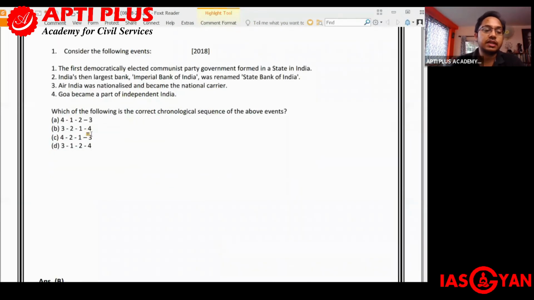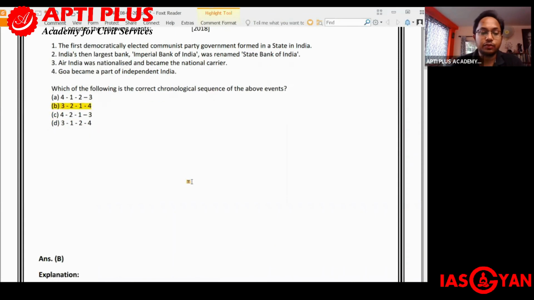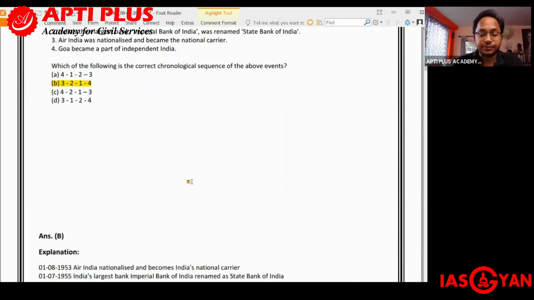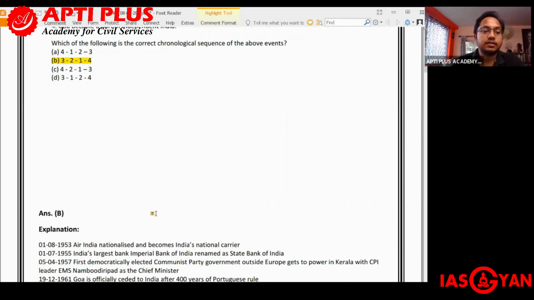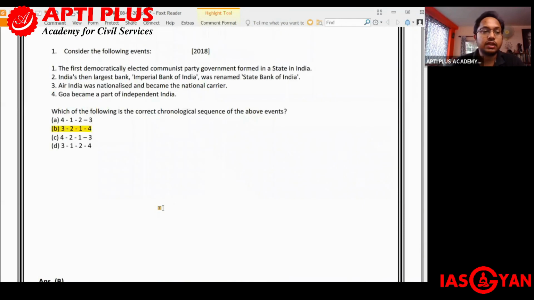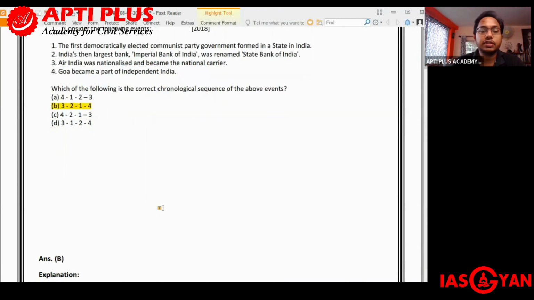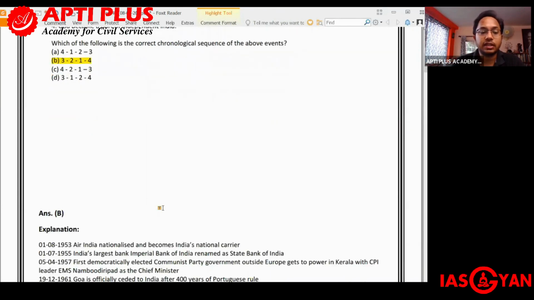Sequentially, if we see, B is the right answer, that is 3214. If we look at the explanation part, the first statement, the first democratically elected Communist Party government formed in a state in India, we get to see that was later.